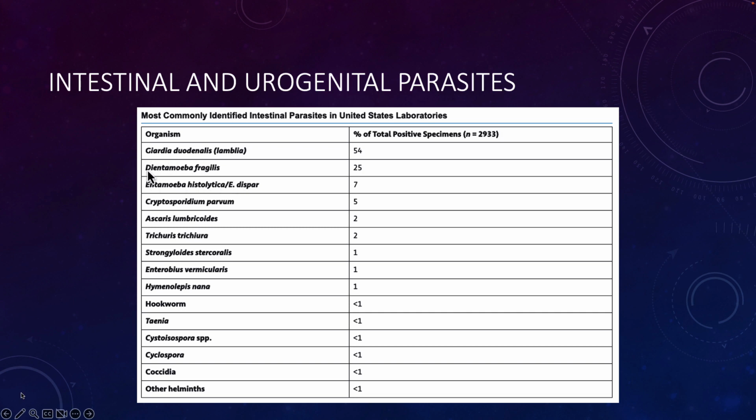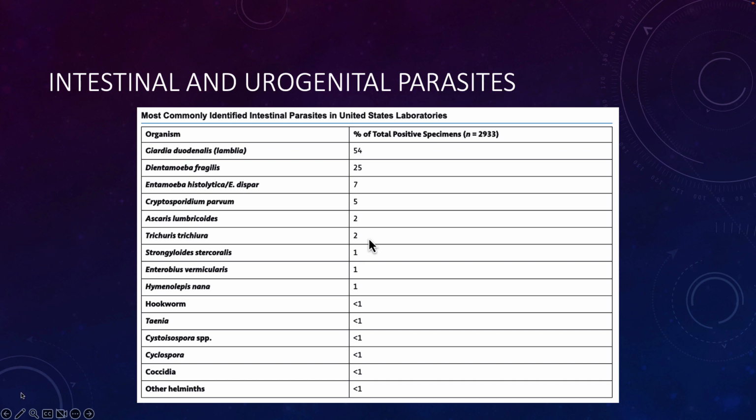Next is Dientamoeba, again, gastrointestinal. All the way down here, Ascaris. This is a roundworm. So these, Cryptosporidium, Entamoeba, these are all unicellular organisms. But then down here we have some of our helminths. This one right here is a pinworm. And then even more rare are going to be things like tapeworm and some of the other helminths.